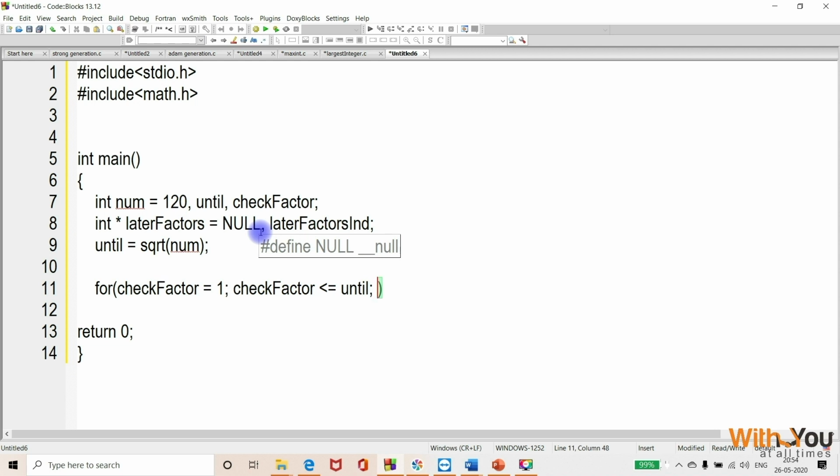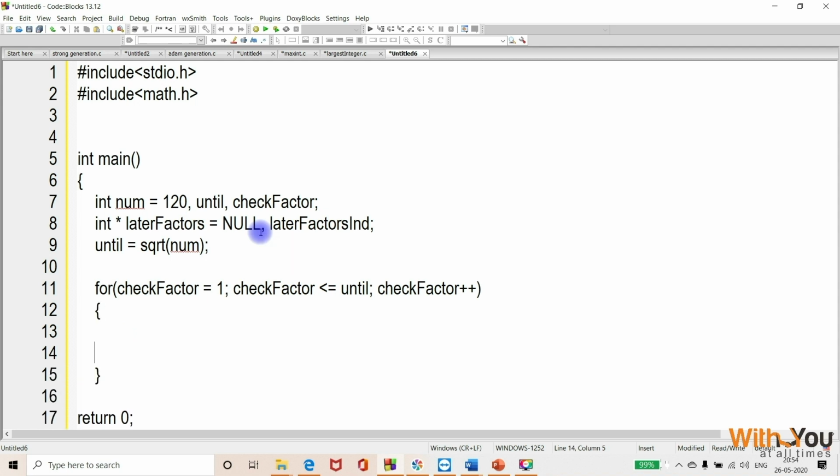And what should we do? We have to check every single number. We shouldn't leave anybody. Check factor plus plus. Then check, is he qualified to be a factor? If he is becoming a factor for a number, how would you know? If my num modulo check factor.